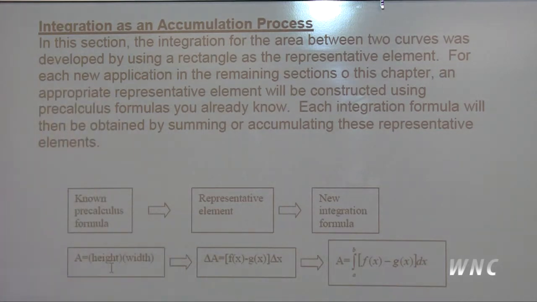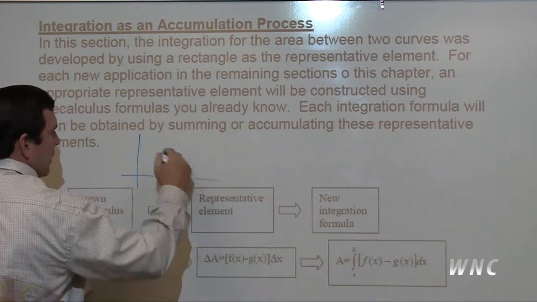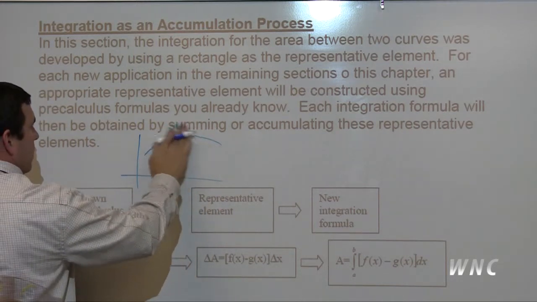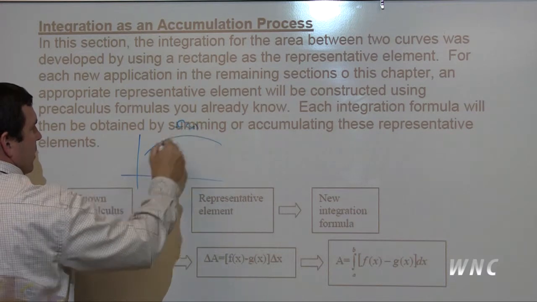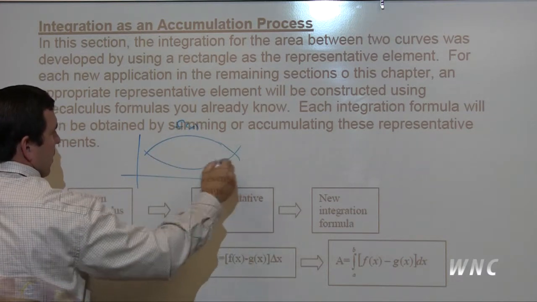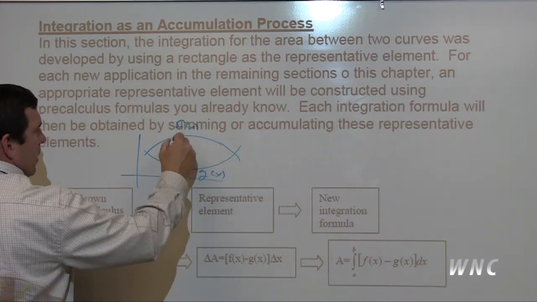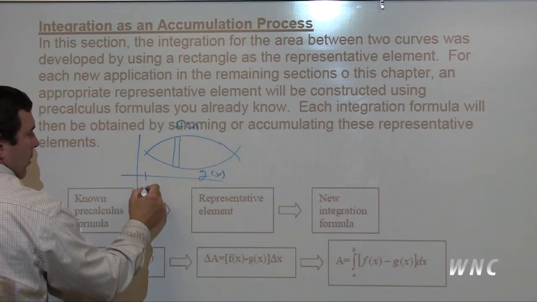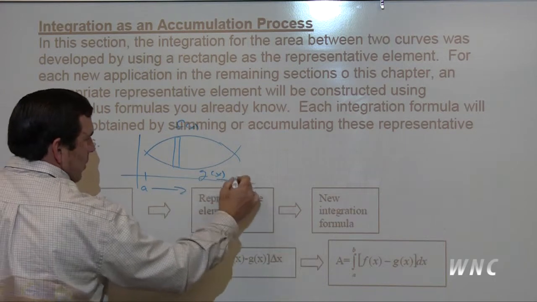In this section, the integration for the area between two curves was developed by using a rectangle as a representative element. So we want to see a little visual of that. So here's like f of x. This might be g of x. You'd have an approximating rectangle, and that's going to be going from a to b.